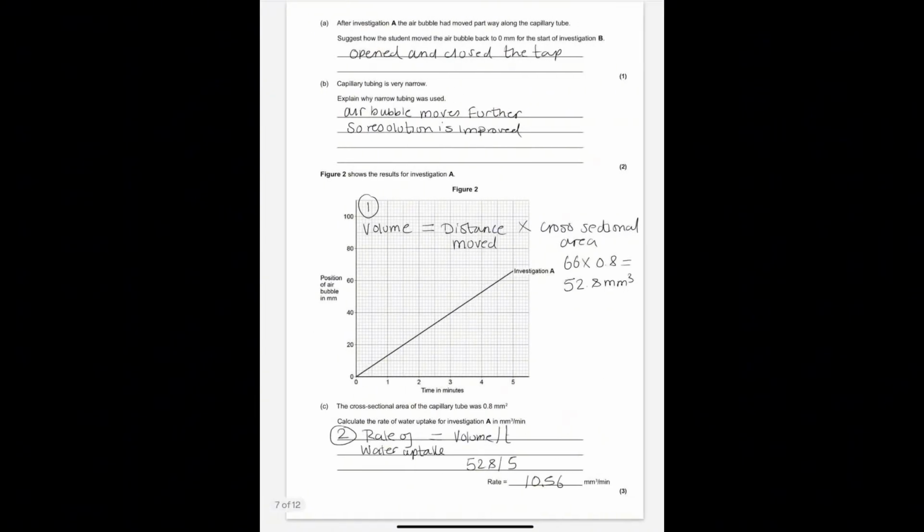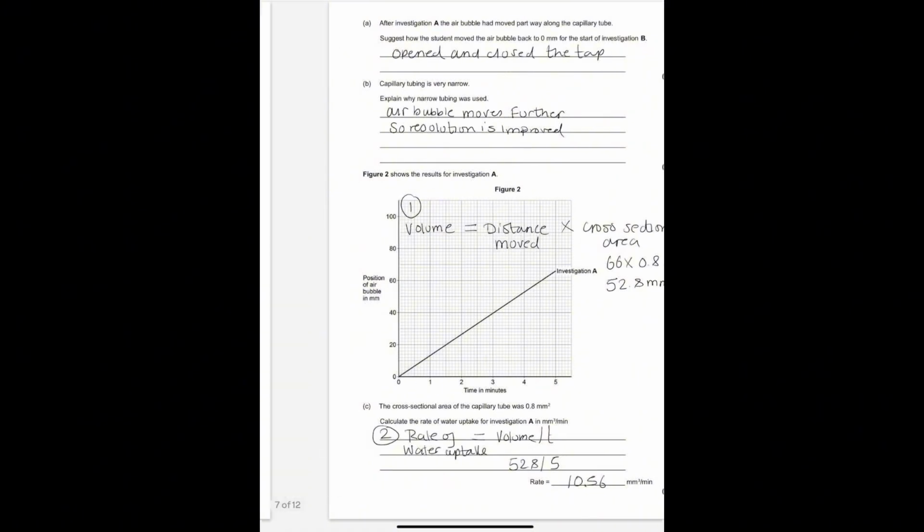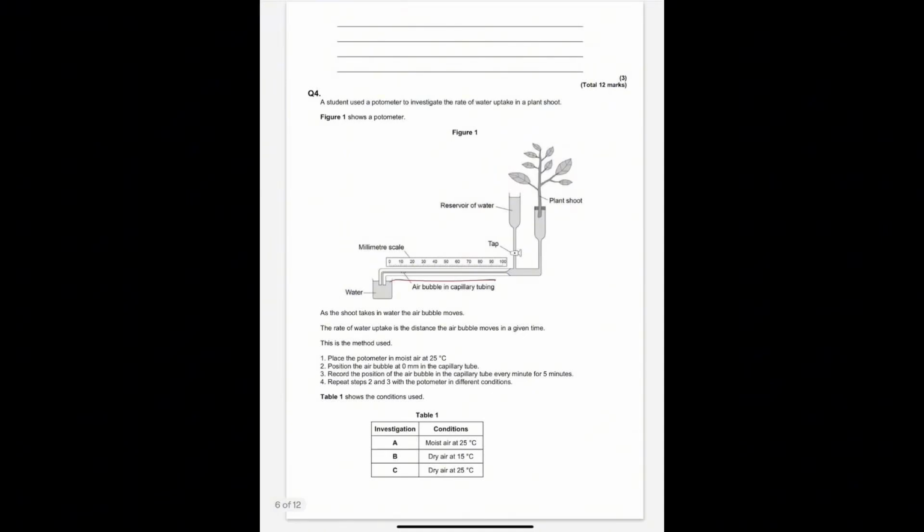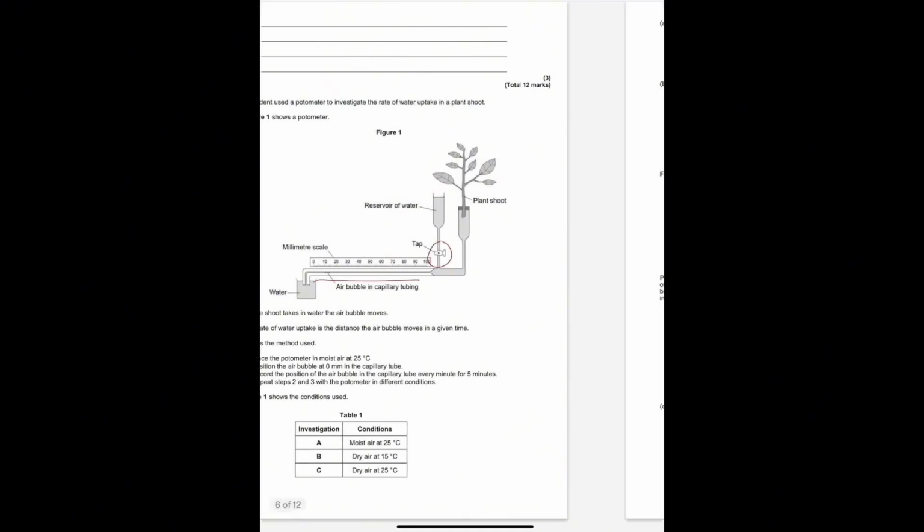Okay, so after investigation A, the air bubble had moved part way along the capillary tube. Suggest how the student moved the air bubble back to 0 millimeters for the start of investigation B. They would have opened and closed the tap. You can see the tap over here. They would have opened and closed the tap in order to do that. Okay.